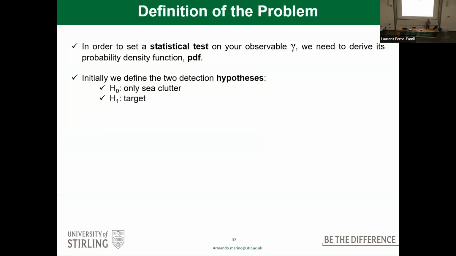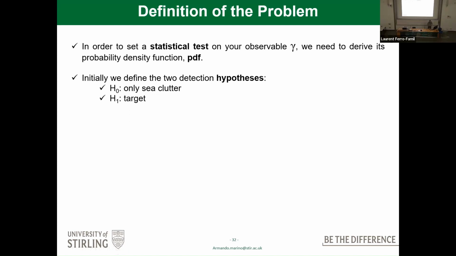Setting the threshold. One way to normally do this is to use some statistical test. You want to see the distribution of your target or clutter and try to find out something. So it's a classical hypothesis testing. Normally you have two hypotheses: a null hypothesis where there is only sea clutter, and an alternative hypothesis where your target is there.